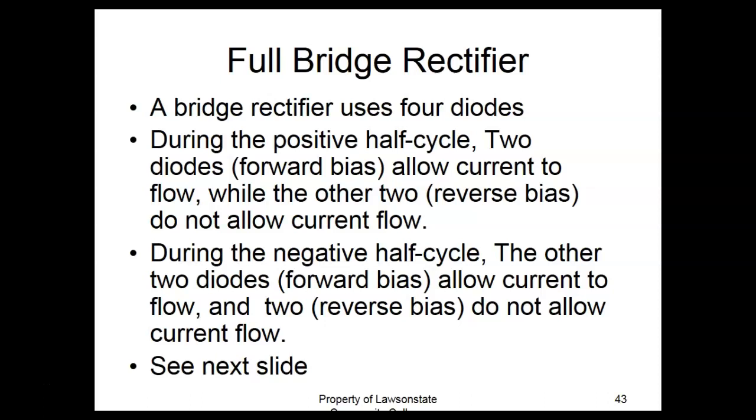The last full wave rectifier we're going to talk about is called a full wave bridge rectifier. The full wave bridge rectifier uses 4 diodes. During the positive alternation, 2 diodes are forward biased and 2 are reversed. So 2 will always be on, 2 of them will be off. And during the negative half cycle, the 2 that were on for the positive half cycle will turn off, and the other 2 that were off during the positive cycle will turn on, if I said that right. This deals with 4 diodes.